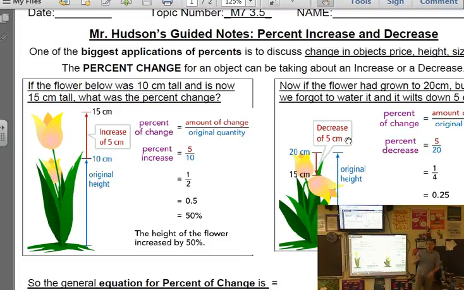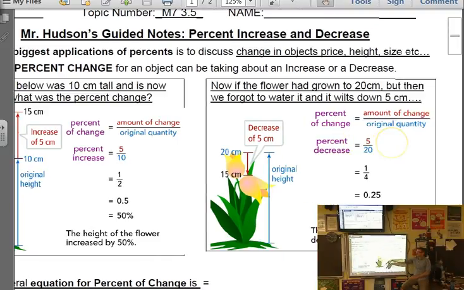To figure out a percent change, all we have to do is take the amount of the change divided by the original. Is this familiar to anything that we've already done? Like a change amount over a... Percent error? Percent error. This is almost exactly percent error. Difference over original. To find percent decrease, still difference over original.